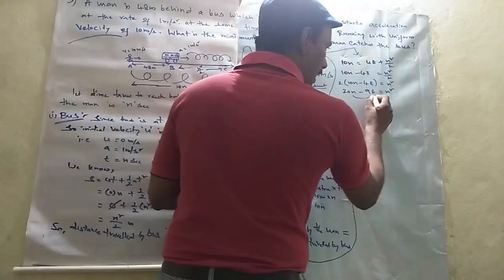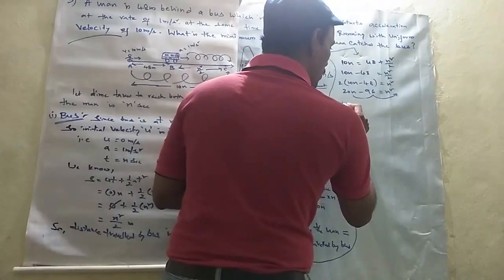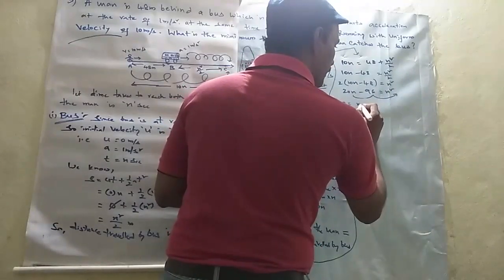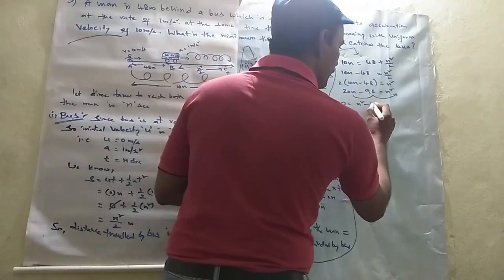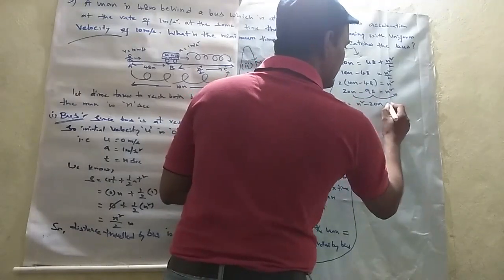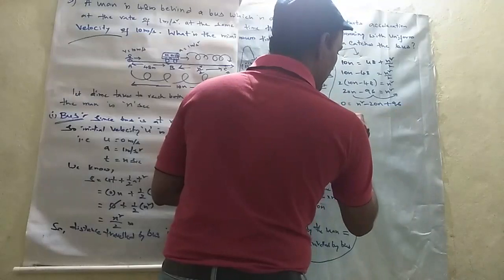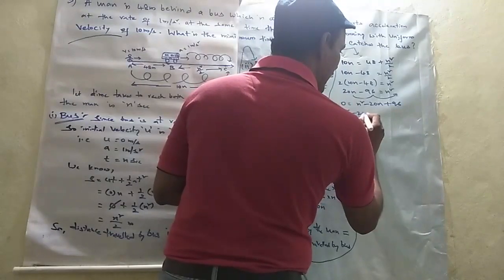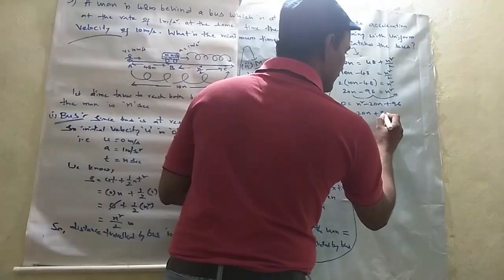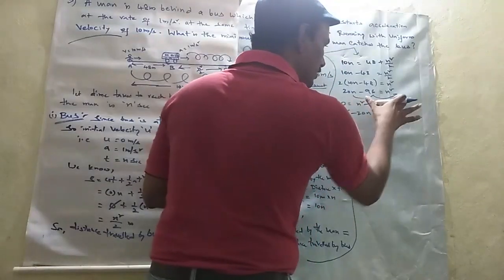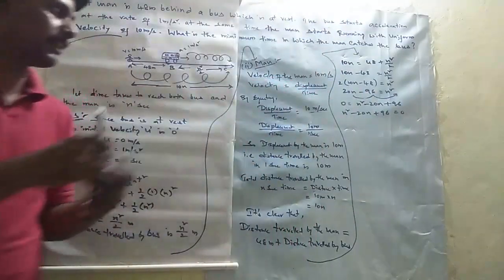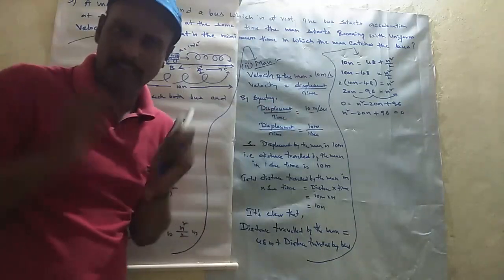Now this 2, I'm sending that side. Then 0 equal to n square minus 20n plus 96. That's nothing but n square minus 20n plus 96 equal to 0. This equal to that, or that equal to 0, same. That's what I gave. Now last topic, it's going to close.